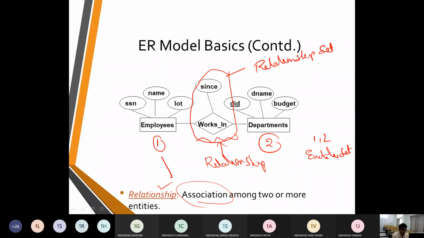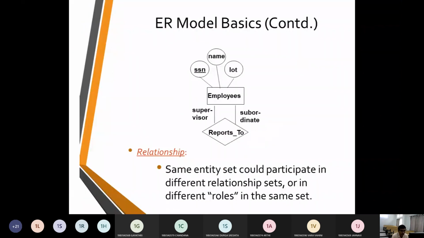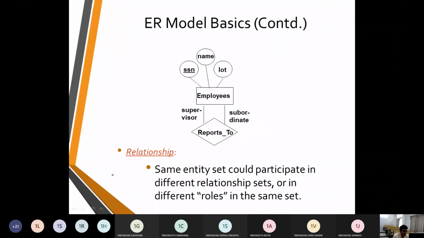So, now coming to an association. One entity set is associated with another entity set. We are going to call that relation an associative relation. Next comes a self-relation, or we are going to call it a unary operation.